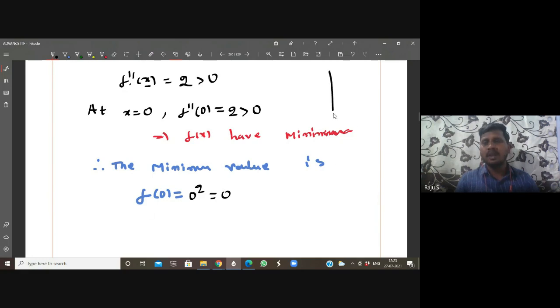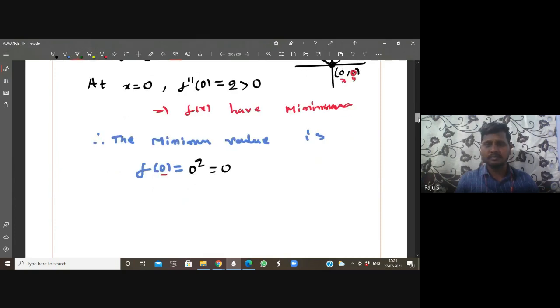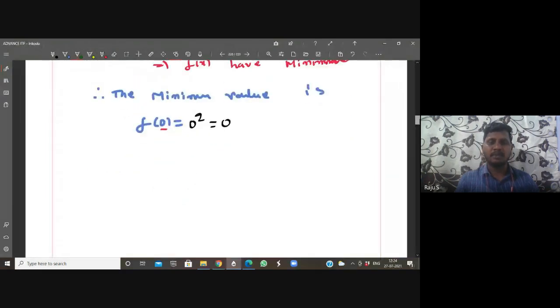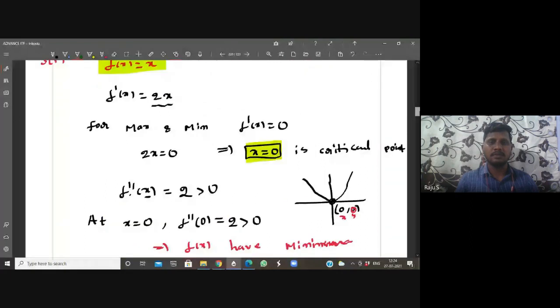When we observe the graphical representation also, the graph of the function f of x is equal to x square is, this is the graph. See here, the minimum value is 0 at 0. Okay, x value is 0 and y value is 0. x value is the point of minimum. The value is 0. So when x is equal to 0, y value is also 0, right? So this is the required answer. Minimum value is 0 at x is equal to 0.